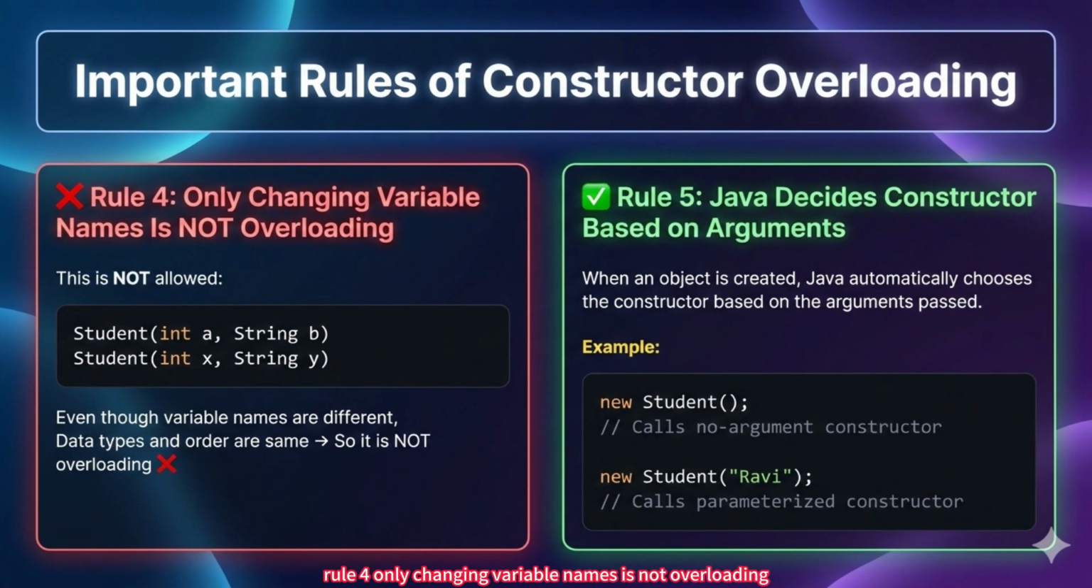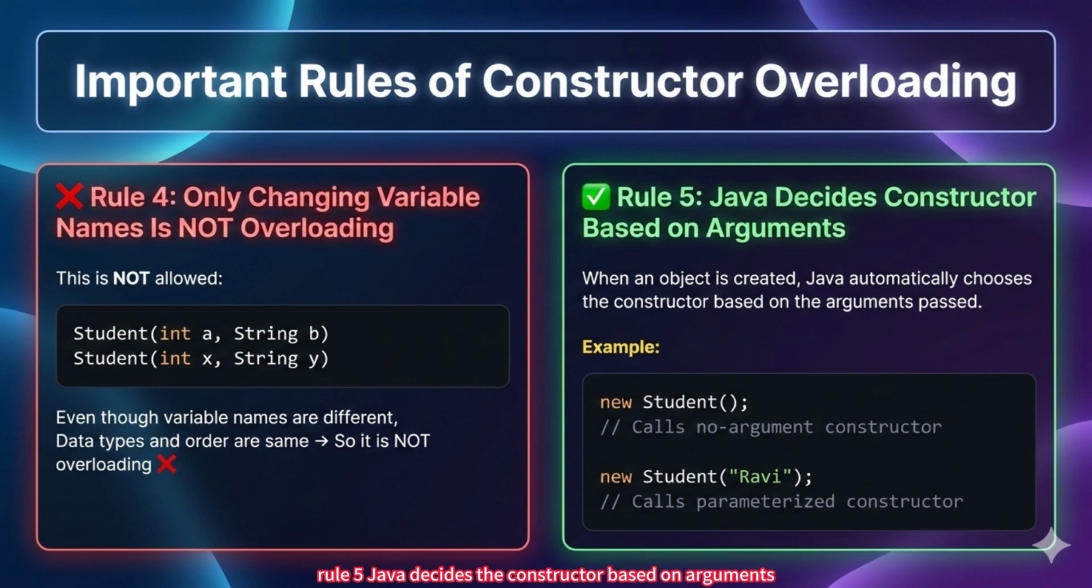Rule 4. Only changing variable names is not overloading. Again, this is not allowed. Student(int a, String b). Student(int x, String y). Because the data types and the order are the same.